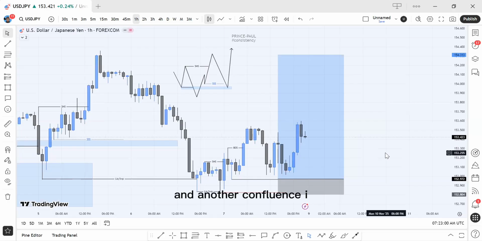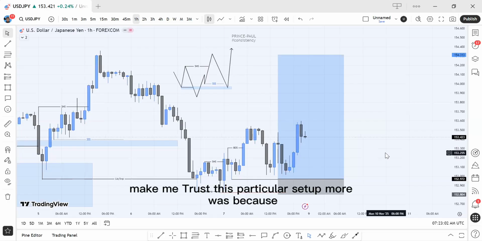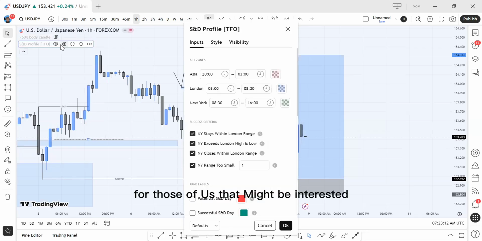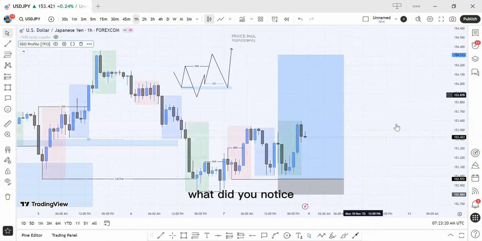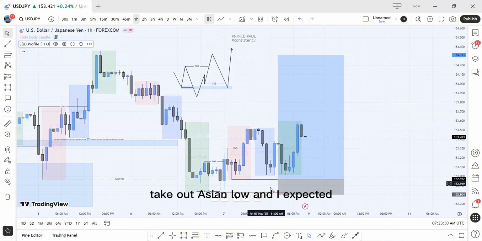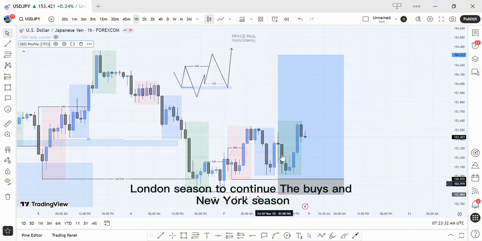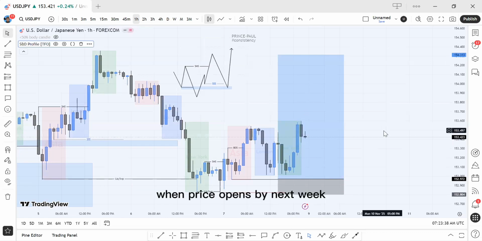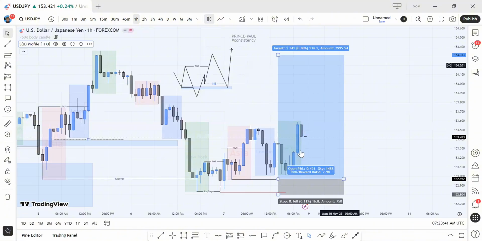And another confluence combined to make me trust this particular setup more was because if I turn on my session indicator over here, this is the session indicator I do use for those of us that might be interested. S&D profile, TFO, right? When I turn my session indicator on, what did you notice? This was Asian low. This was Asian low. I expected London session to take out Asian low, and I expected London session to continue the bias and New York session to continue the bias to the upside. When price opens next week, I expect further bias to the upside.